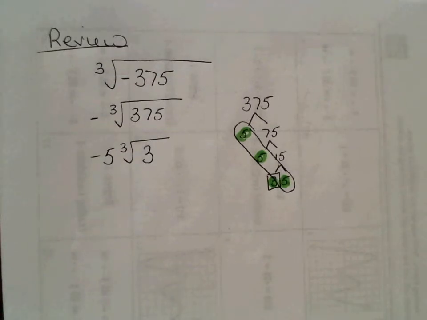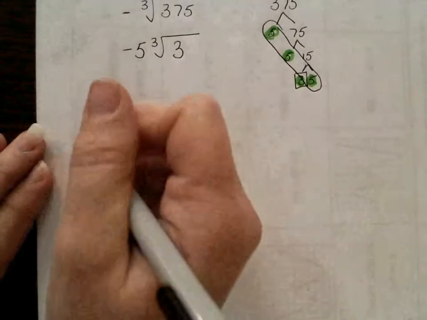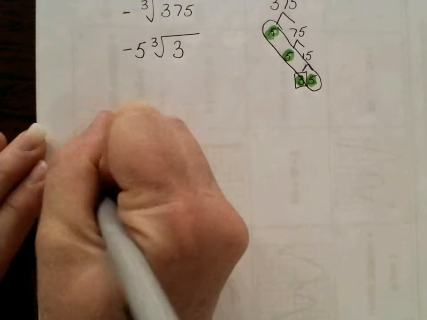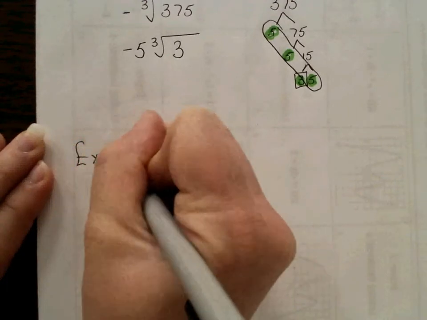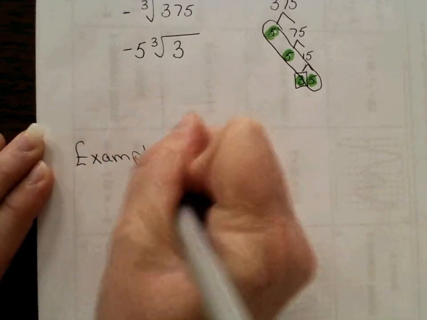Okay, so today we're going to have that same piece involved, but then we're also going to have variables underneath our radical. Okay, so we're going to have questions that look like this today. So these are our examples. We're just writing down examples. Yes, you're just writing down examples.